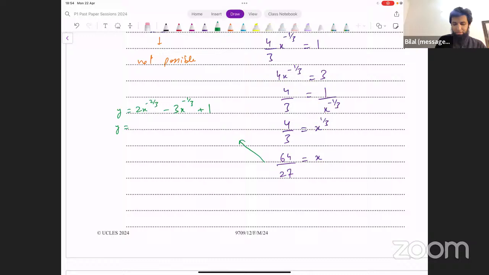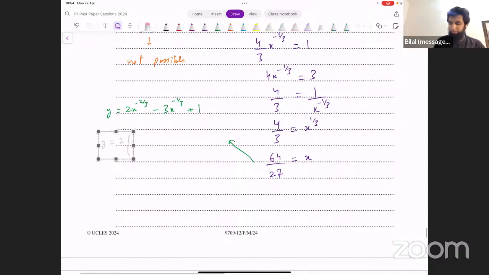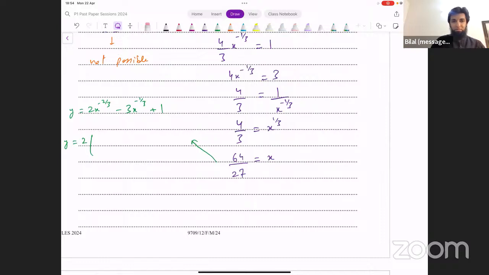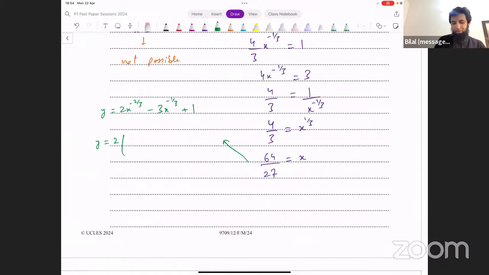Or just leave it like this and that's okay. Since they want an exact answer, it's better to input values here. You have to show this working. 2 into (64 over 27) raised to the power minus 2 over 3, minus 3 into (64 over 27) raised to the power minus 1 over 3, plus 1.